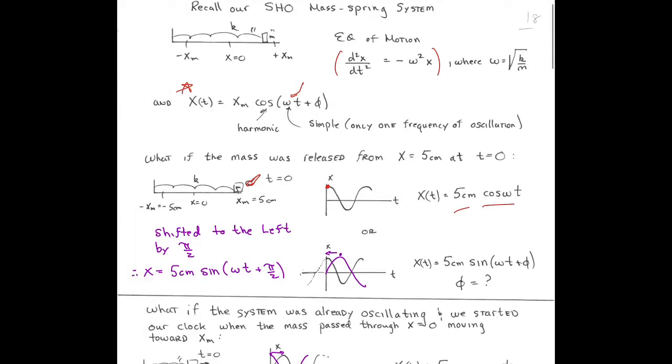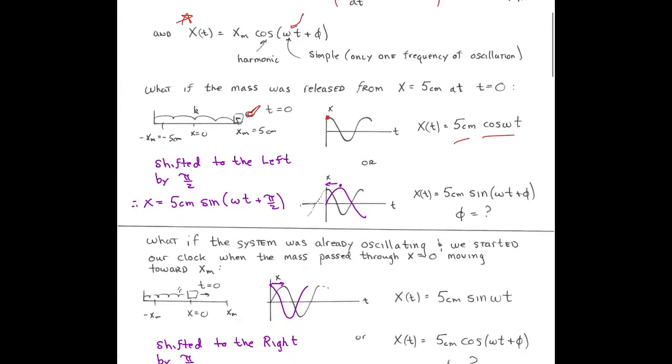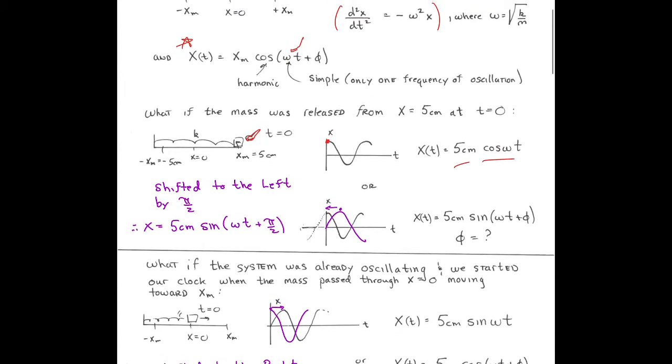But let's say maybe you bought your calculator on sale and it didn't have a cosine button. It only had a sine button, and you needed to write that as a sine. Well, you'd have to include a phase shift. So that's the curve that describes the mass being released at x max at time equals 0. This curve right here I redrew there. That's the black curve. So it starts at the top.